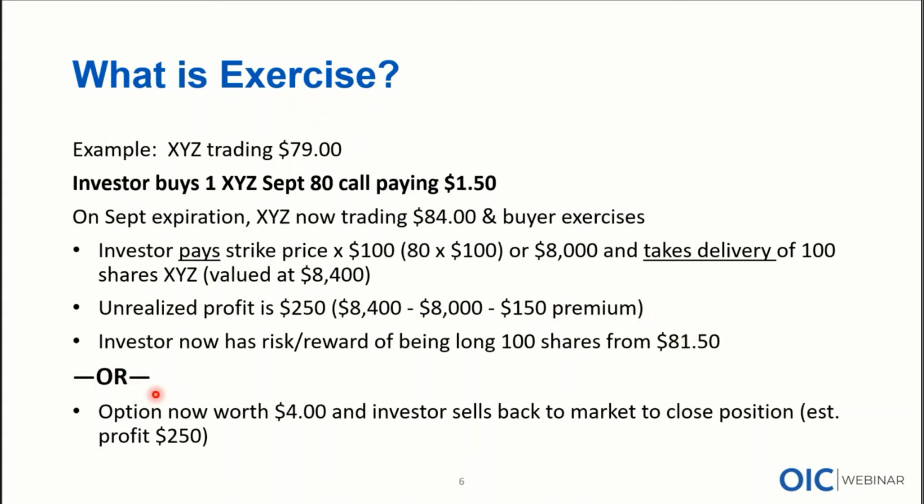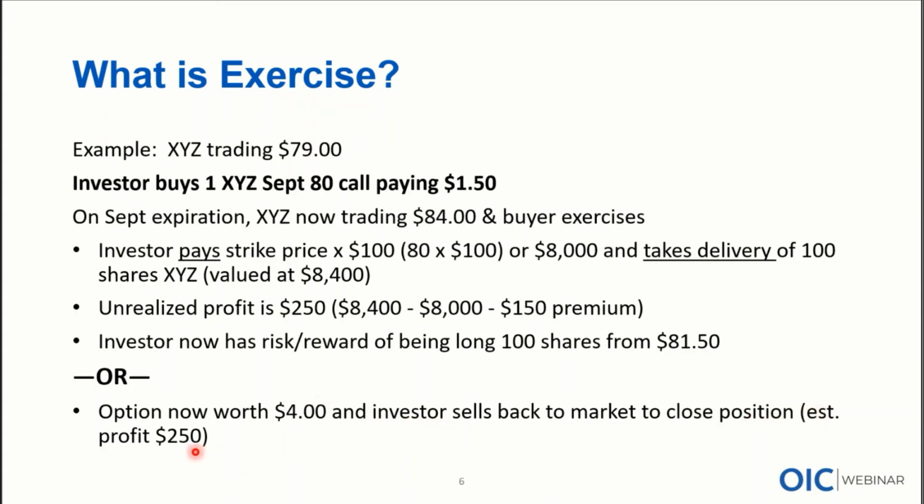Now, more than likely, the investor closes the position. As I said earlier, almost three-quarters of all positions are closed. So rather than exercise, it is more common to see investors trade out of the position. The option is now probably worth right around $4. That's calculated simply as the intrinsic value. 80 strike call versus 84 open market price, $4. So this investor may want to take their profits and close the position.